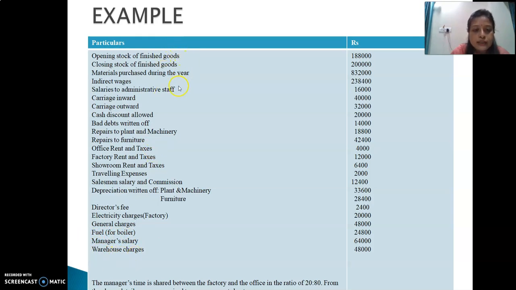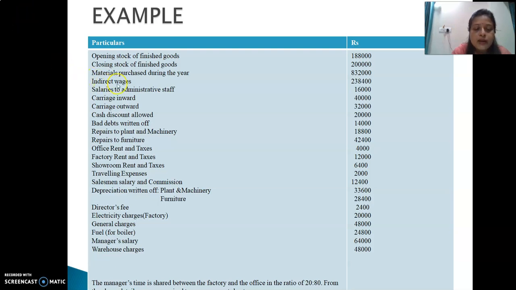So from all these overheads and expenses, we have to classify them: which will come under factory overhead, which expenses will come under office and administrative overhead, and which expenses will come under selling and distribution overhead. After we have classified them, we will record those expenses under their respective headings.